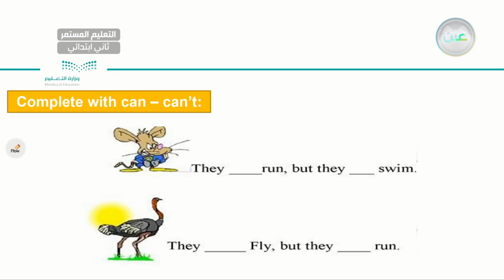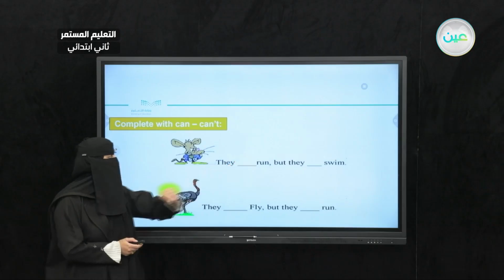Let's try to do this one. Complete with can or cannot. Here I have mice. They run, but they swim. Okay, what do you think? We talked about but before. So here I have contrasted sentences.